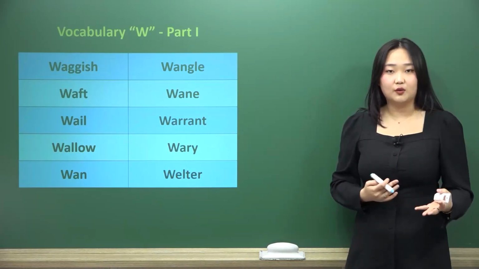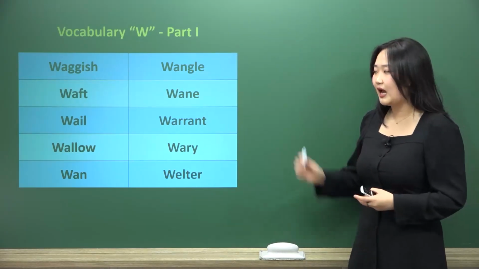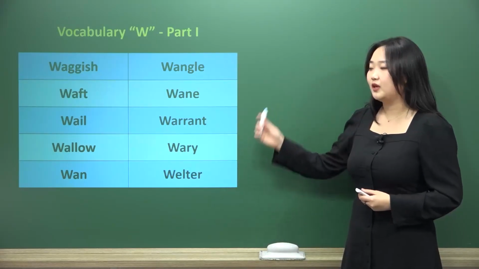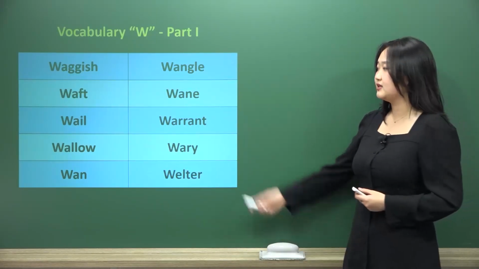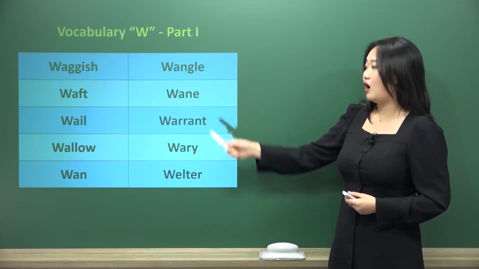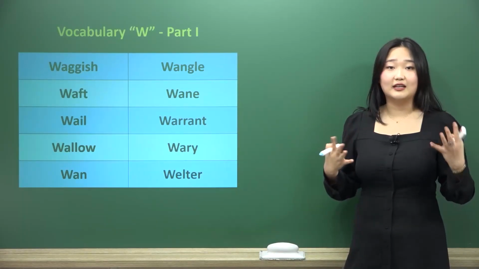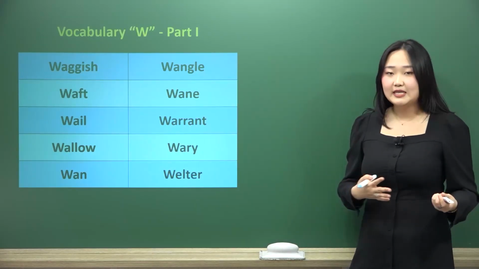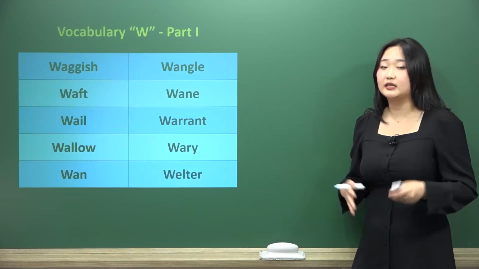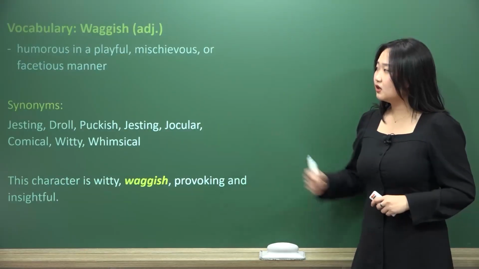Again, let's make sure that we know the definitions very clearly as we move along, and also be able to differentiate between, let's say, wan and wail, waft and wail, and wane. Even me getting them confused right now should be indicative of how often students tend to get these confused. But let's start off with the word waggish.